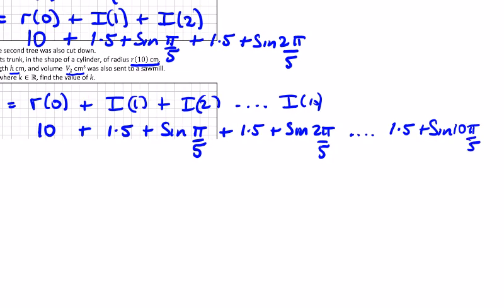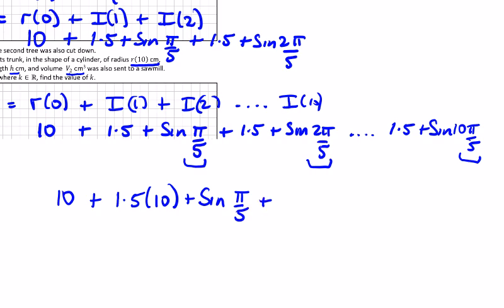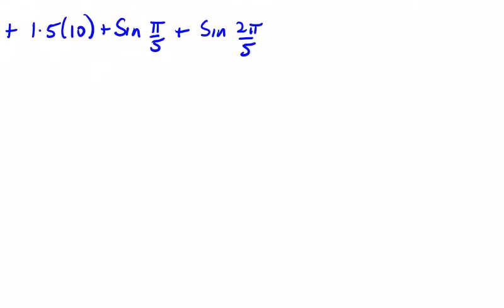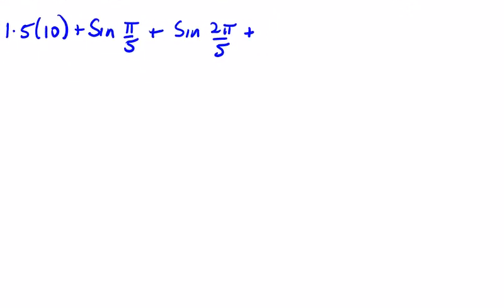So we have a sequence here. Now what's going to happen here is all these angles, we're going to have 10 at the beginning, and we're going to have 1.5 ten times, and we're going to have the sine of all these angles. Sine of pi over 5 plus the sine of 2 pi over 5. So what I'd suggest is pause the video now and find out what the sine of all these angles are and see how quickly you can see a pattern emerging.